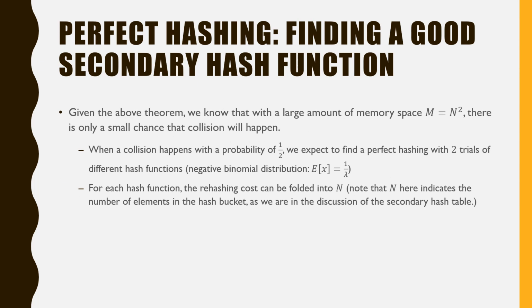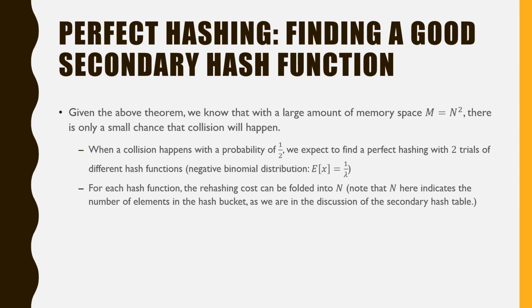With the above theorem and the negative binomial distribution, we conclude that we can expect 2 trials before finding a good secondary hash function that is collision-free. Know that every trial of a secondary hash function requires the rehashing of all n elements. But on average, the rehashing cost on each element is still constant.